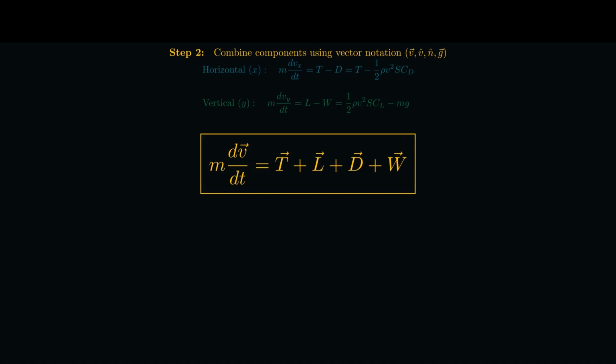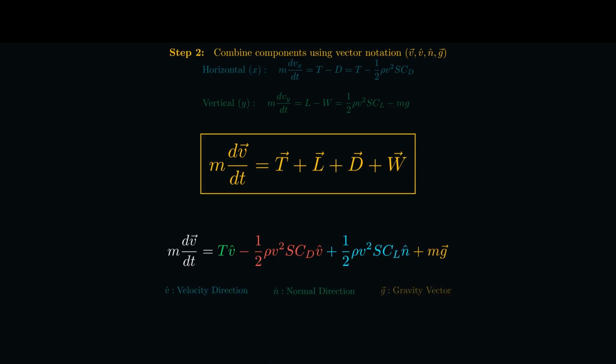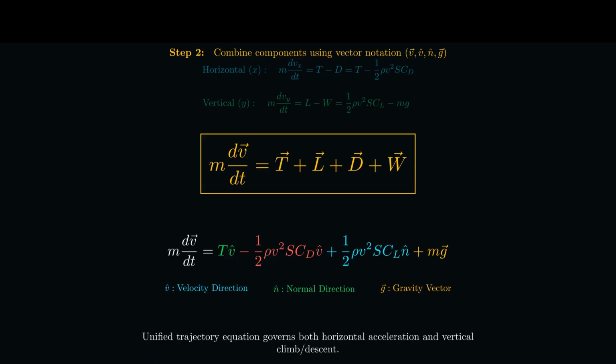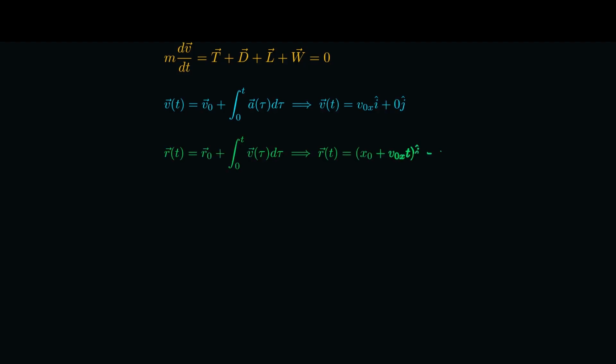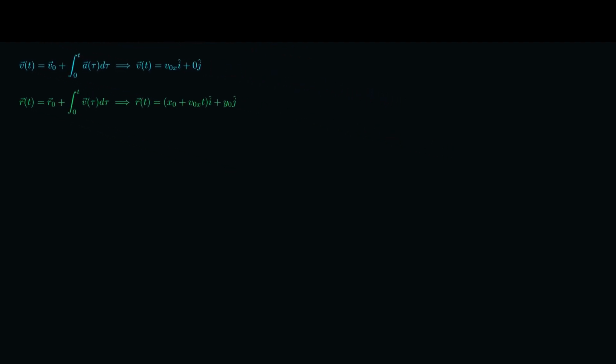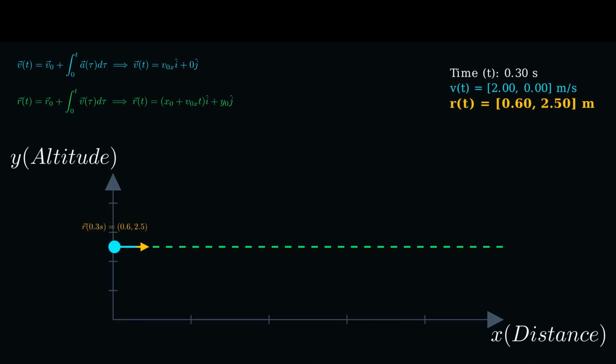Written out in terms of flight parameters, mass times dv vector over dt equals thrust times the velocity unit vector v hat, minus 1/2 times rho times speed squared times surface area times C sub D in the v hat direction, plus 1/2 times rho times speed squared times surface area times C sub L in the normal unit vector direction n hat, plus mass times gravity vector g. If we know the initial position and velocity, along with a complete control input history, thrust, C sub L, C sub D, and atmospheric density profile, we can solve the differential equations of motion to determine the aircraft's position and velocity at any later time.